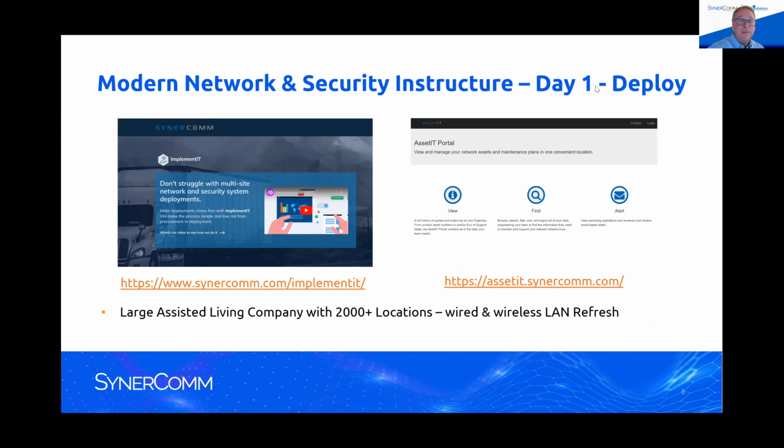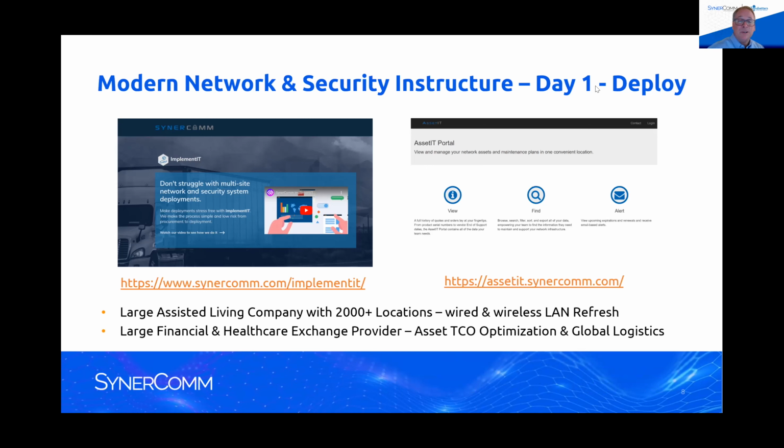And people that we've done this for include a large assisted living company with over 2,000 locations across the country. We're doing a wired and wireless infrastructure refresh for them using our services. We also have a large financial and healthcare exchange provider where we're doing asset TCO optimization, staging, and global logistics for them to get that network deployed quickly and effectively, and not having to take your people away from doing what they need to be doing. They don't want to be warehousing 40 pallets full of wireless access points.